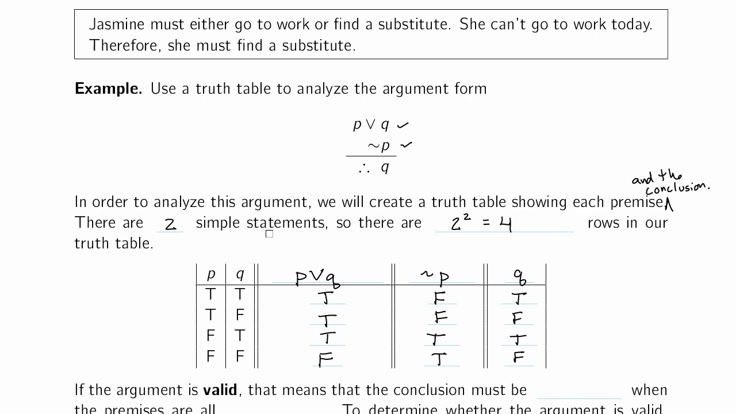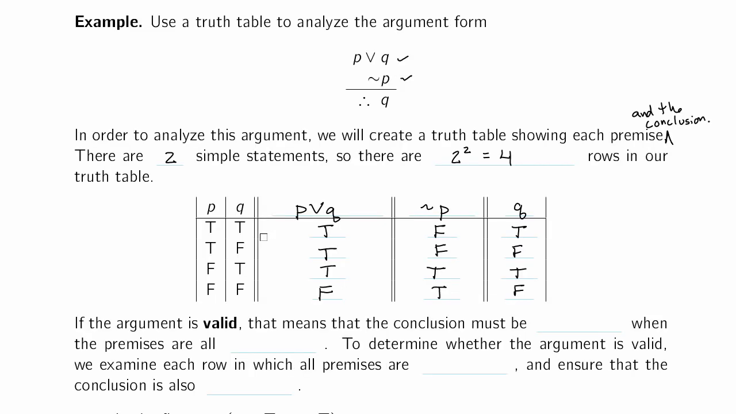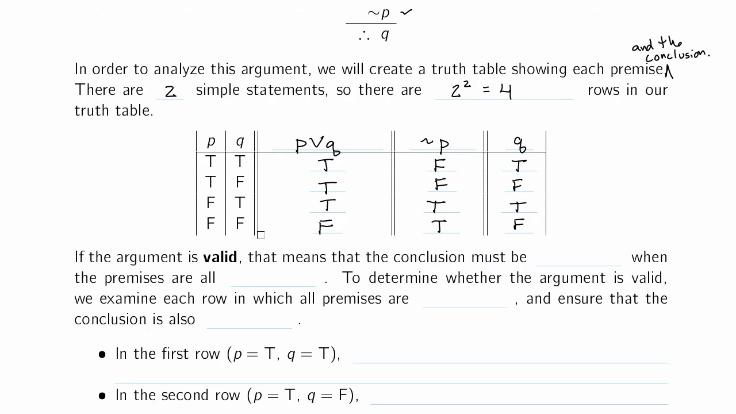Okay, so now we have a truth table for all of the statements in our argument. How can we use those in order to analyze the argument? If an argument is valid, that means that the conclusion must be true whenever all the premises are true. So to determine whether the argument is valid, we look at each of the rows where the premises are true, and we make sure that the conclusion is also true in those rows.